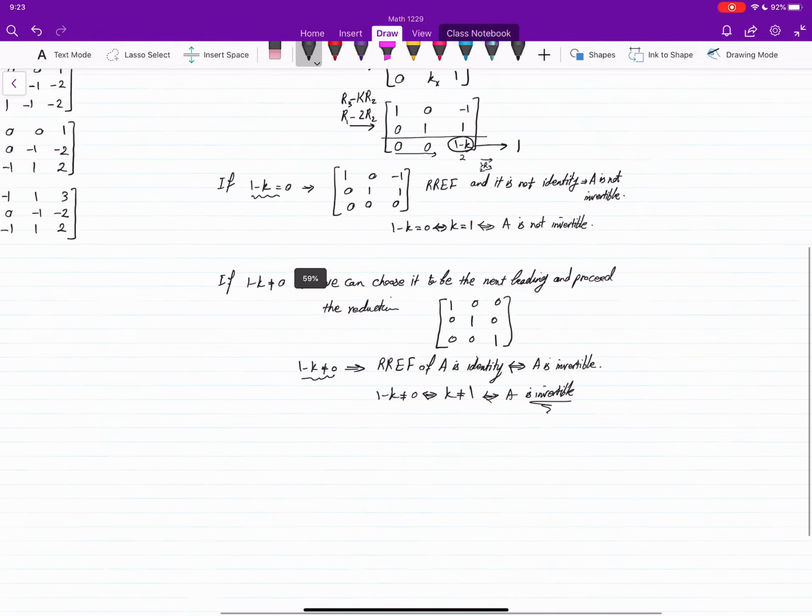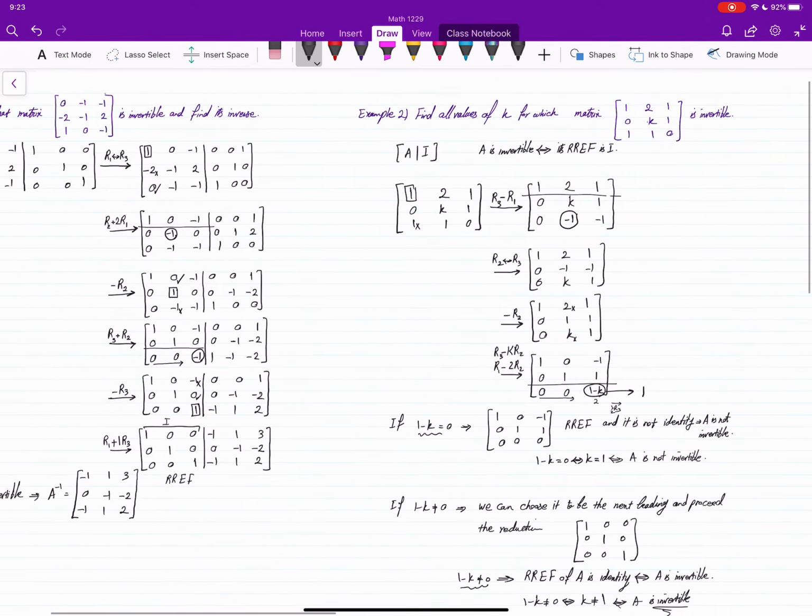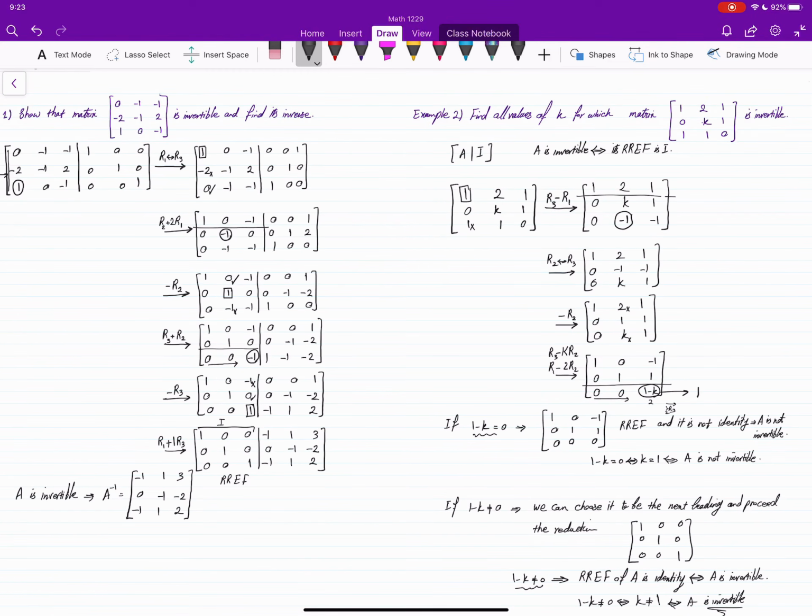Okay, so this was another example. I just wanted to complete a few more examples, and these are the examples we did complete.